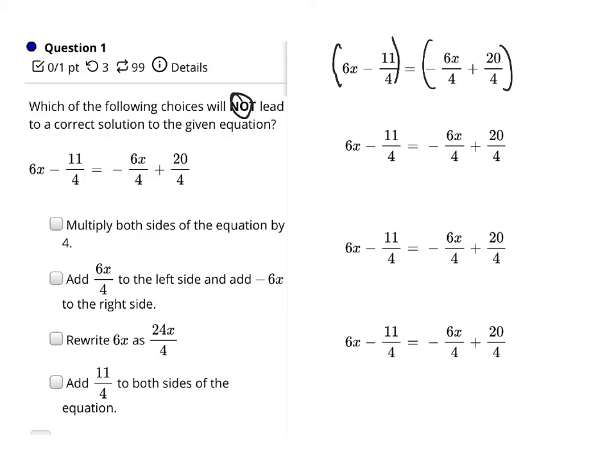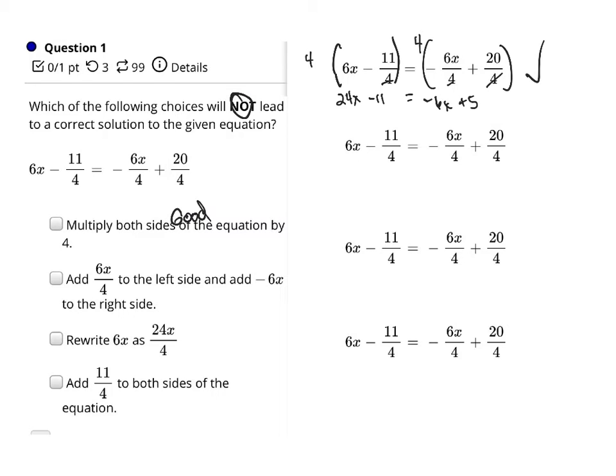If we multiply this side by 4, that's going to give us 24x. This is going to cancel with that 4, so we're going to have a negative 11. Multiply this side by 4, the 4 cancels, minus 6x. Here, the 4 cancels, so that's going to be plus 5. So that's a good one. That would eventually lead to an answer.